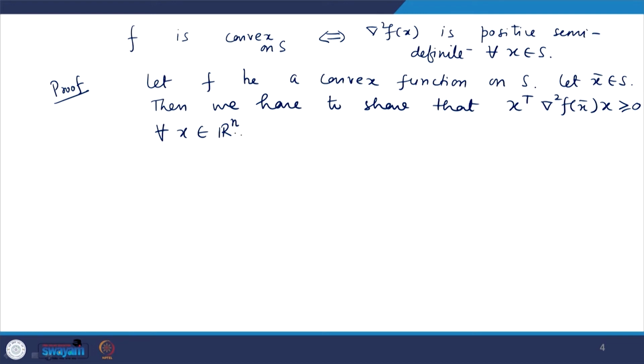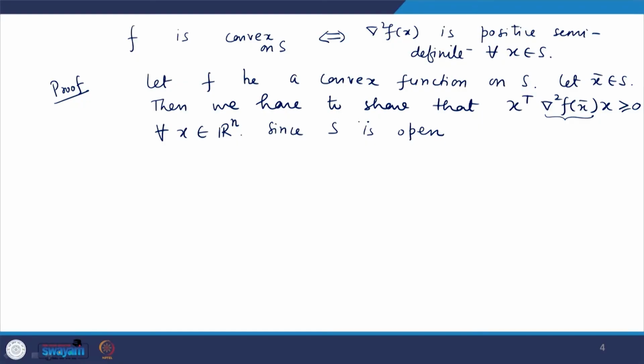See, we have already seen that when a matrix M is said to be positive semi definite, here instead of M we have del square of f x bar. So, x transpose M x should be greater than or equal to 0 for every x belongs to R n. If this holds, then we can say that the given matrix is positive semi definite. So, since x bar is an arbitrary point in S, if we have shown this for x bar, that means we have shown this for every x bar belongs to S. Okay. So, let us try to prove this inequality.